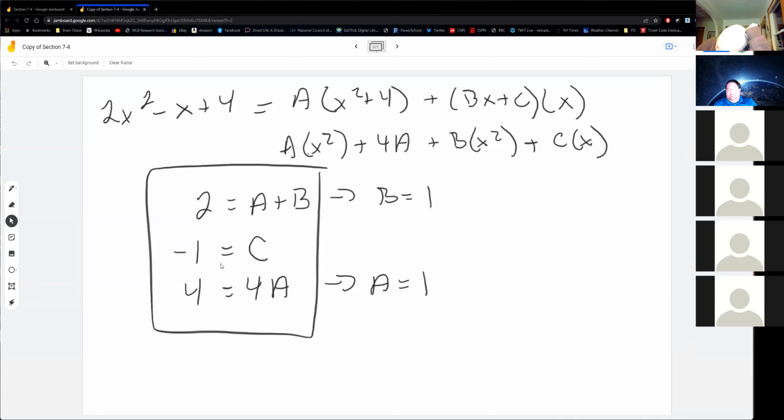And then I solved the ones that were simple. So C was already done for me. There was nothing left to do. A was simple enough that I just divided by the 4. And once I had the A, the first one, it was 1 plus B, so B had to be 1. That makes sense?